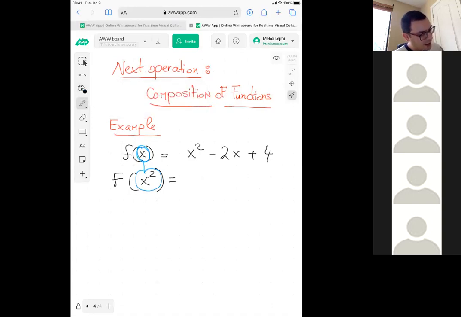So to compute this f of x squared, whenever you have x, you have to replace it by x squared. You see here, you have this x in here, and you have another x in here, right? So you're going to replace each x by x squared. We're going to have x squared here, and an x squared here, all right? And then the rest is going to be the same. So we have a square here, so here's another square, minus 2, all right? And then there's a plus 4.